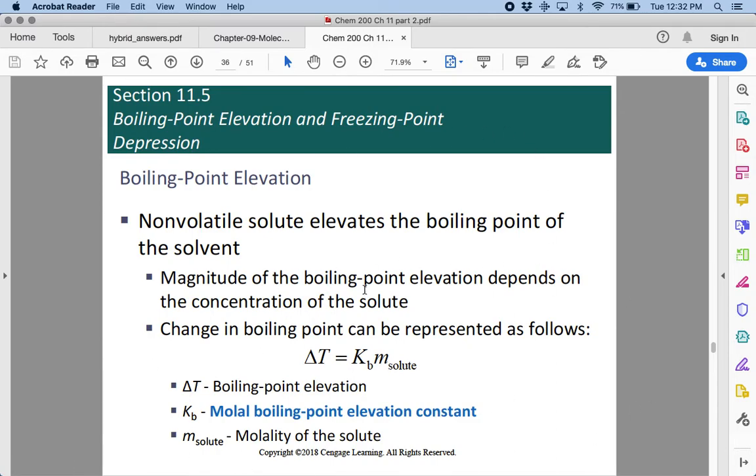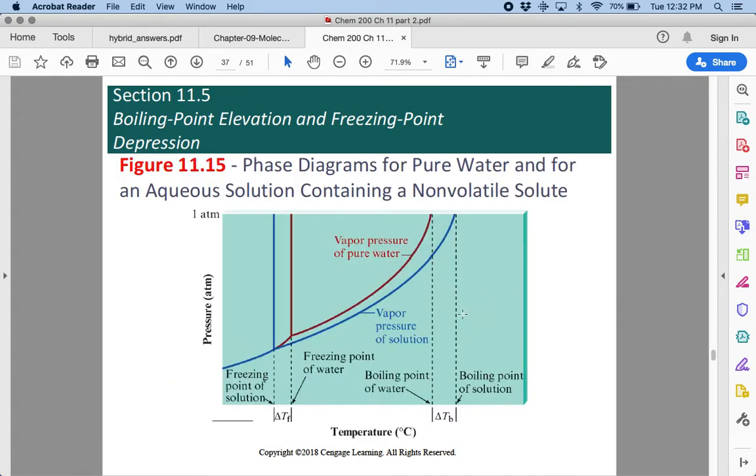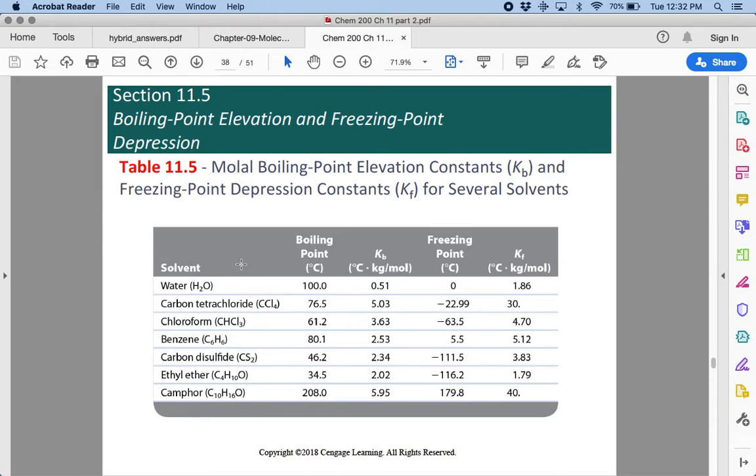And we can use this equation here for non-volatile solutes to explain this. Graphically, this is what we're representing. If we're talking about the regular boiling point versus the solvent solution boiling point, we can see that it elevates. So here are some examples of that, right? We know water. Here's the Kb of water, the freezing point of water, and the Kf, right? So Kb is the K for the boiling, Kf is the K for the freezing.